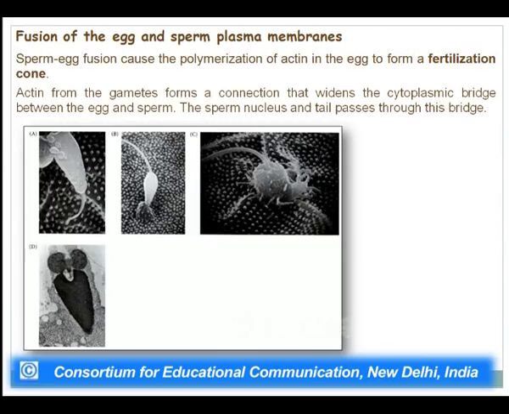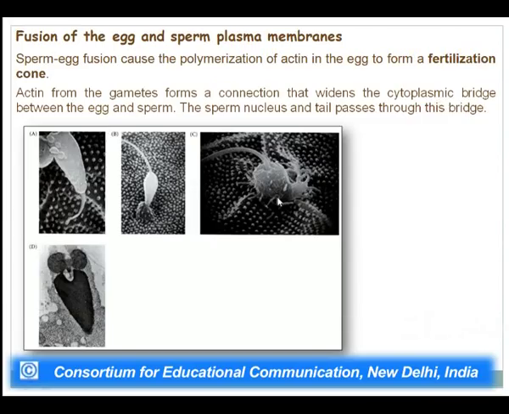So these actin filaments form a bridge through which the sperm nucleus and tail can pass through. So, it forms a cytoplasmic bridge. So, this is the sperm, these are the different microvilli of the egg from where it is entering. So, this is the fertilization cone that is formed, and the sperm fusion, the sperm has started entering.